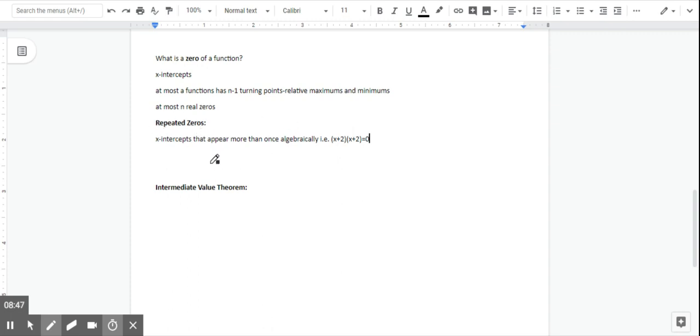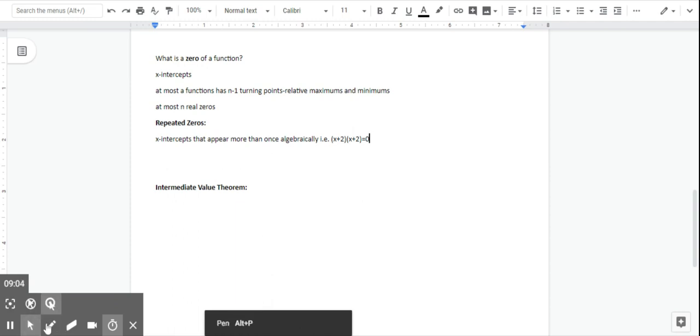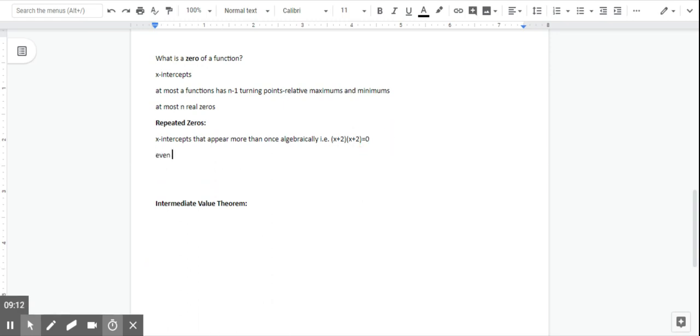The number of times that a zero appears, so this would be twice, if it appears an even number of times, that's going to tell us something about how it looks on the graph. If you have a zero that shows up twice, like here, what that means for your graph is that it is going to touch the x-axis and bounce off. So an even number of times, so 2, 4, 6, it'll touch the x-axis and bounce.